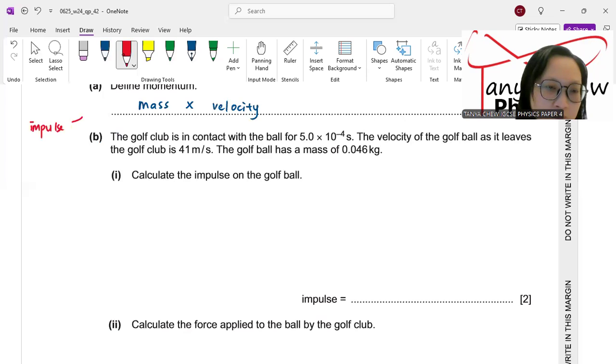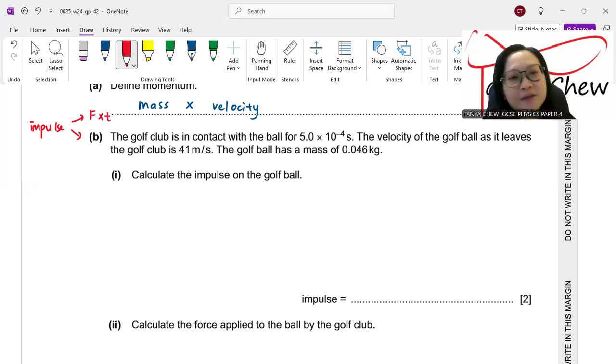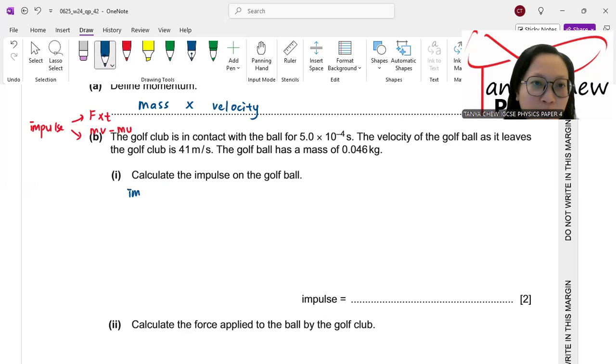Impulse can be calculated by two equations. One is force multiplied by time. The other one is the change in momentum. Now, I'm not going to use the first one because the force is not being given. So definitely, I'm not going to use the first one. I am going to use the second one, which I'm going to write as impulse equals change in momentum.